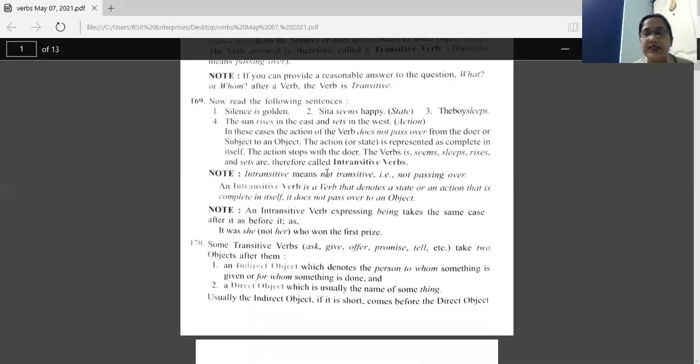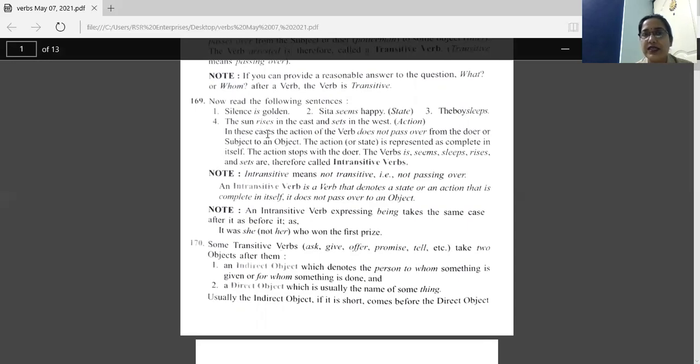Now, next point, some more sentences here. Silence is golden. Sita seems happy. The boy sleeps. The sun rises in the east and sets in the west. Now what's there? In these cases, the action of the verb does not pass over from the doer, or the subject, to an object. Silence is the subject, is is the verb, golden. So we don't have any object there.